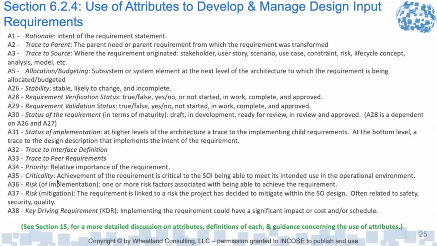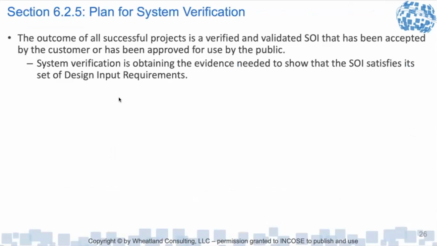There's like 40 some attributes. It'd be very difficult to include all these in a SysML model, but with requirement management tools, it's fairly easy to include these different sets of attributes. Further explanation about attributes is included in section 15 of the Needs and Requirements Manual. And then section 2.5 gets into planning ahead for system verification.